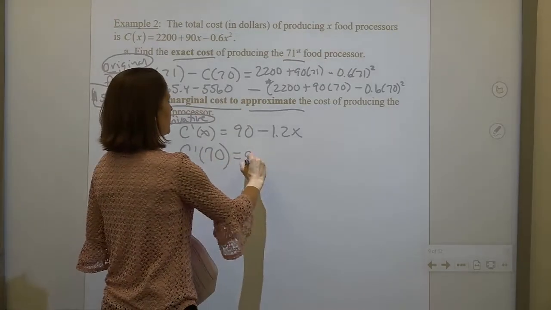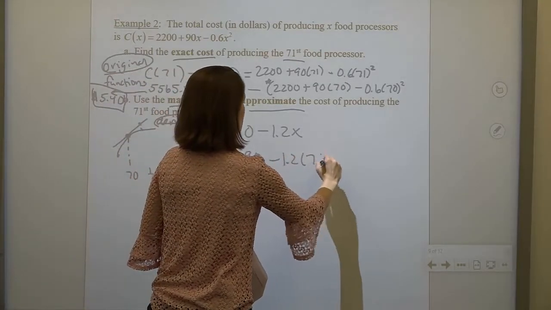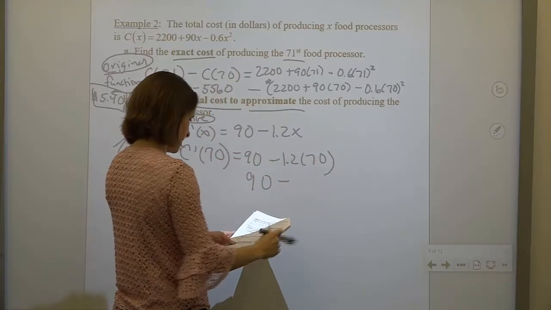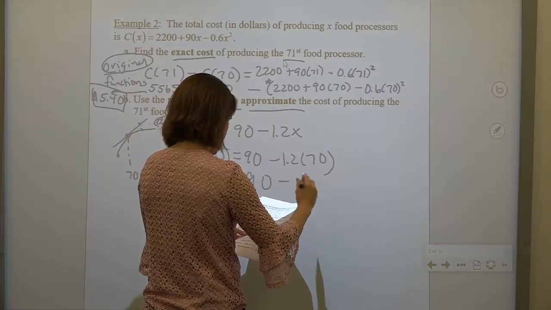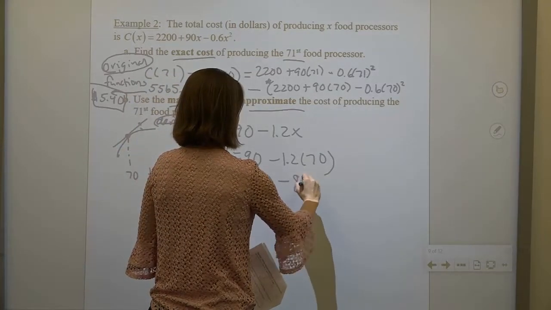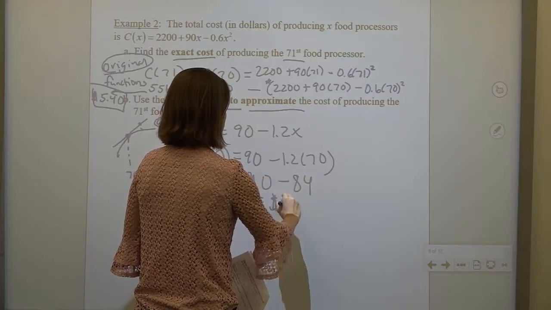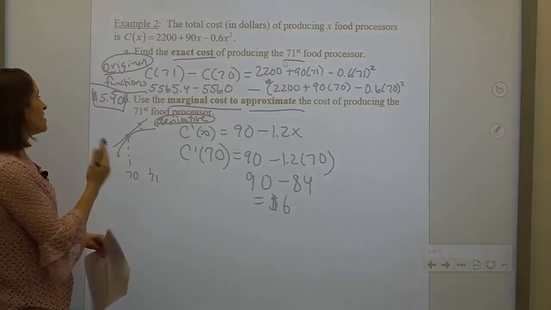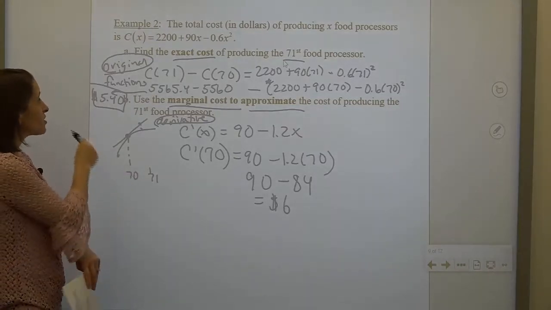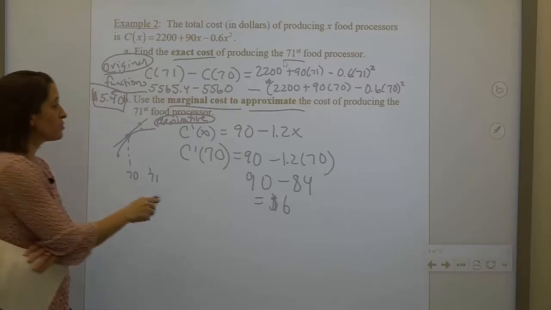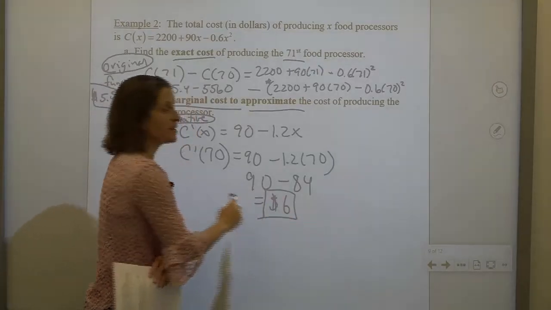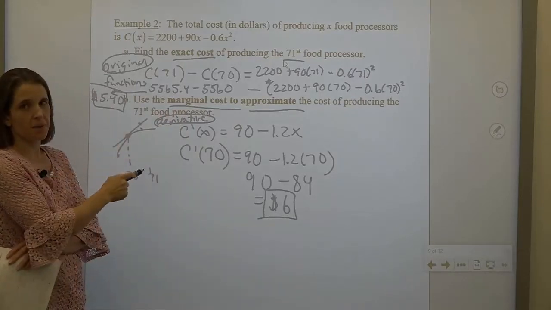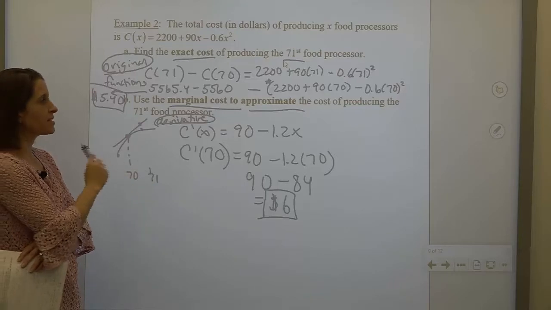And so we have 90 minus 1.2 times 70, and that is 90 minus 84. And so we get $6. And over here, we got $5.40. So they are close, right? They're not going to be the exact same. Don't feel like you missed it when they're different. They're supposed to be different. But if you get like 20 here and you got 540 there, that's a problem. So you would want to check your work. But they should be relatively close.